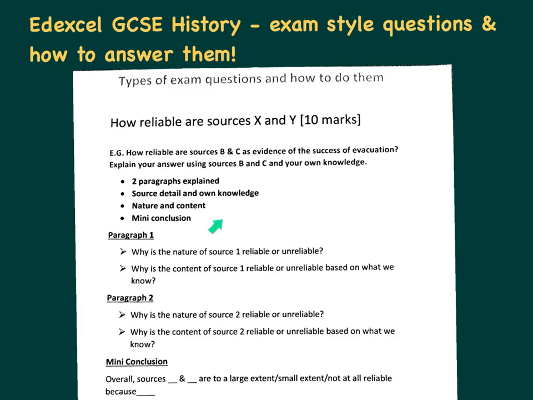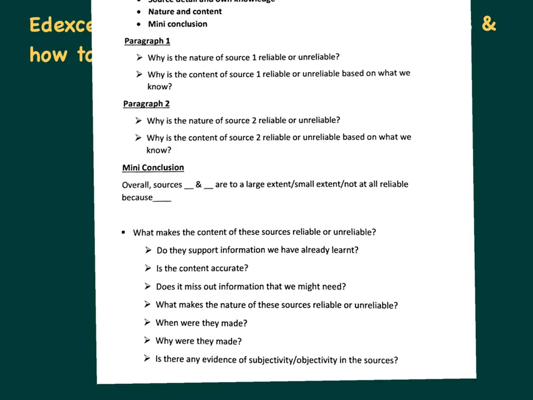or you could have 1 paragraph focusing on both the nature and the content, so how reliable is source 1, looking at the content, how accurate is that content, and then you could have paragraph 2, the nature of source 2, the content of source 2, and a mini conclusion. Overall, how reliable are those 2 sources? So those are the things to think about.